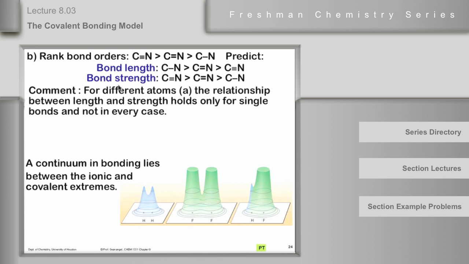One comment before we leave this subject. For different atoms A, in A-X bonds like PF, PCl, PBr, the relationship only holds for single bonds. It doesn't hold for double bonds, and there are exceptions to it.